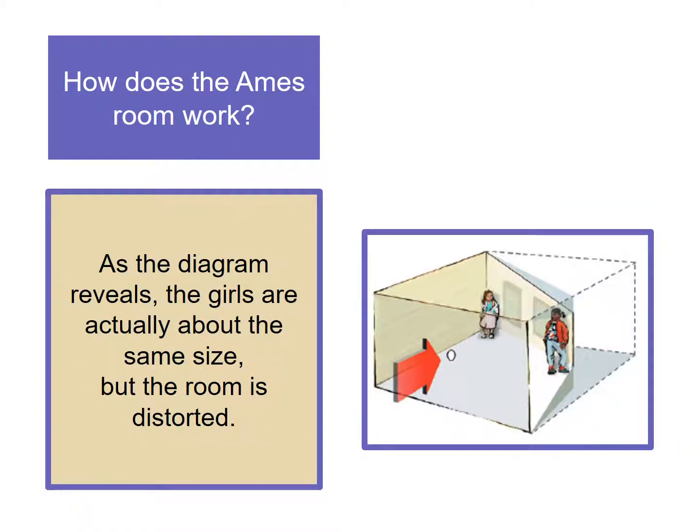Well, this works because, as the diagram reveals, the girls are actually about the same size, but the room is distorted. So you see the back wall is moved up at an angle, which makes the girl on the right look much bigger.